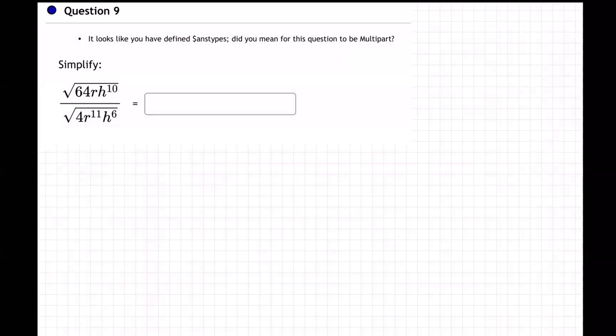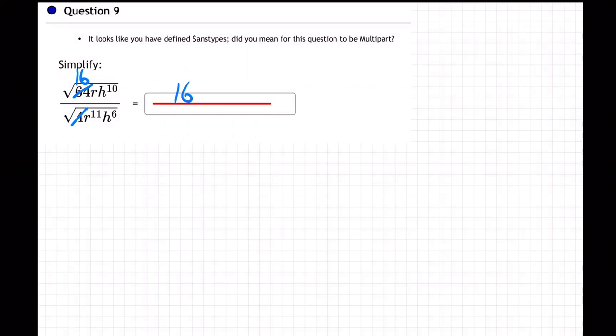Okay, so we need to simplify this expression. How are we going to do it? Well, looks like first off, we can cancel some numbers. Like 4 goes into 64 16 times. So that's going to be 16 on the top. I'm going to put it in a root in a minute.